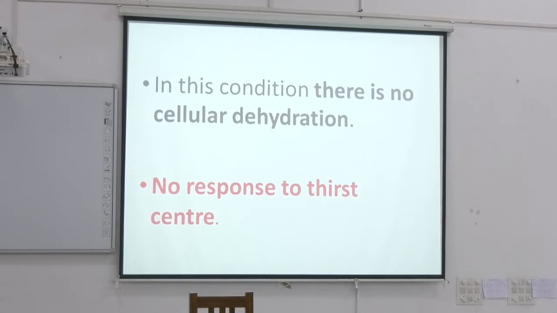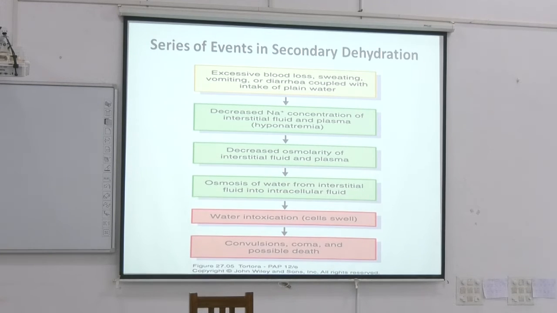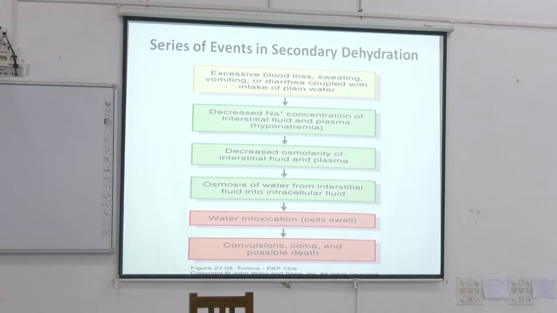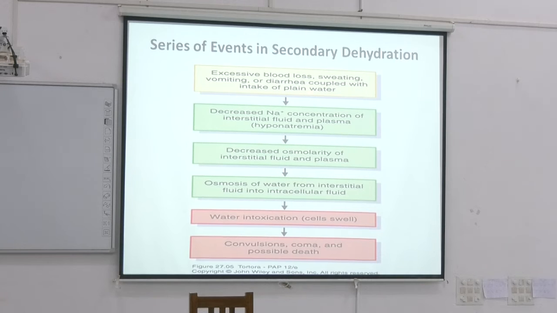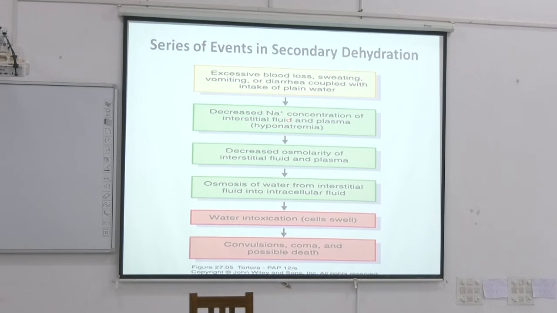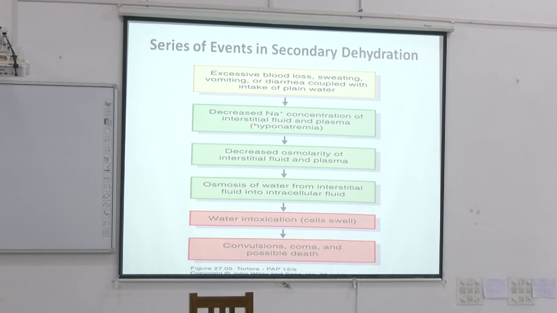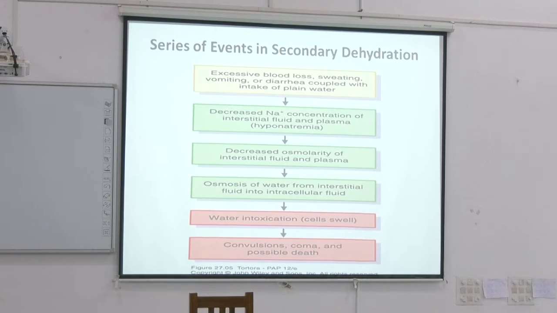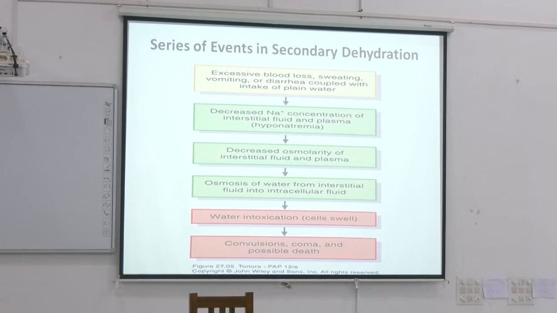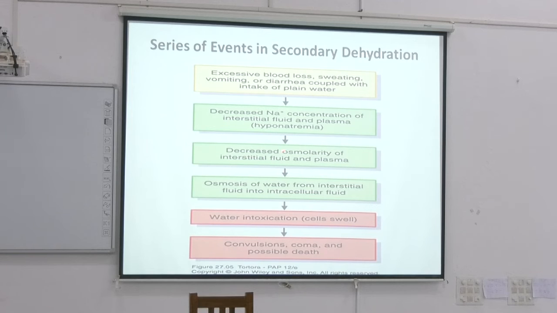Now, we see the series of events of secondary dehydration, how it is caused by excessive blood loss, sweating, vomiting and diarrhea. With intake of plain water, sodium concentration of interstitial fluids and plasma decreases, which ultimately causes hyponatremia. Do you know the meaning of hyponatremia? When the sodium level is lower than the normal level, it is called hyponatremia. Okay? Osmolality of the interstitial fluid and plasma decreases. What is osmolality? You already know.